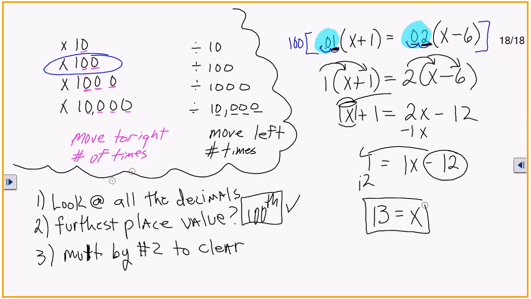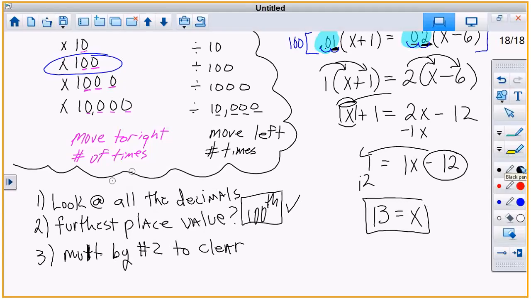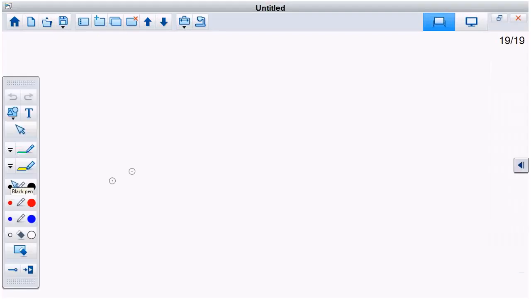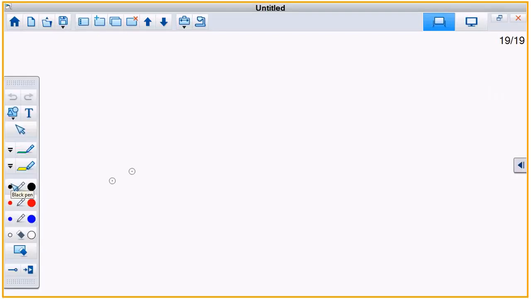All right, let's try one more. This one's not very difficult because you can do everything in one little step. So I'm going to make the problem a little bit more difficult, but the decimal is not that big a deal.